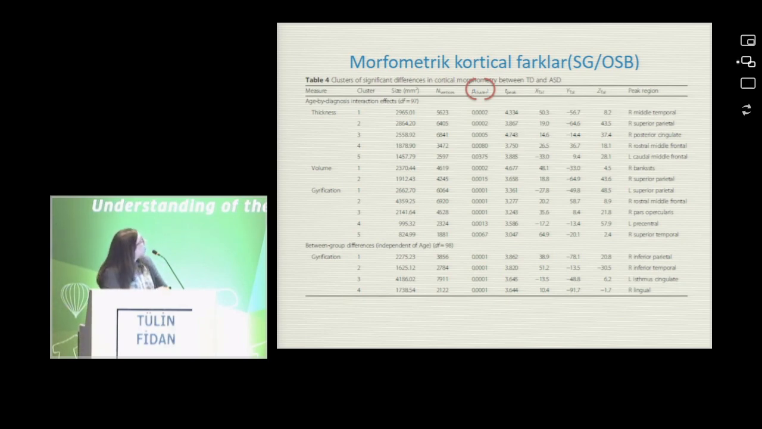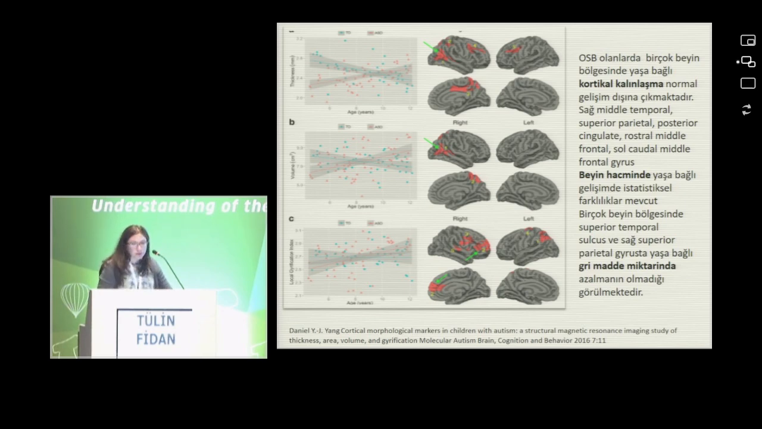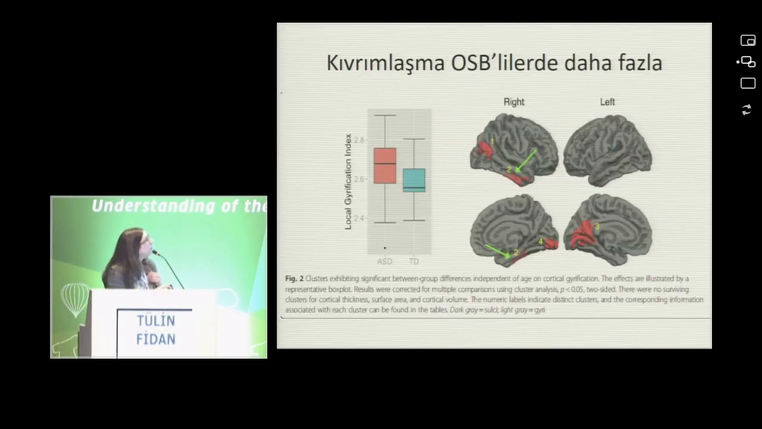When we look at morphometrical cortical differences, thickness, volume, gyrifications, when we look at these rates, in many groups, in many areas, there is a significant difference compared to other children groups. Cortical thickness is very important. Brain volume and gray matter amount can differ as well.